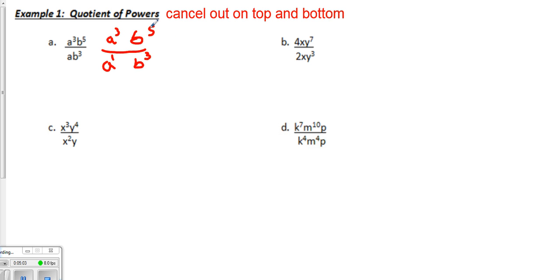Well, if we do b to the 5th divided by b to the 3rd, that would leave us with b to the 5 minus 3, which is 2. Same thing with a to the 3rd and a to the 1st: 3 minus 1, so whatever's on top is being divided by whatever's on bottom. 3 minus 1 is 2. So the answer to A would be a squared, b squared.